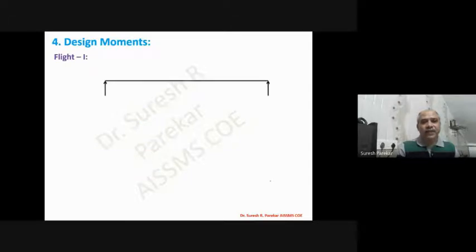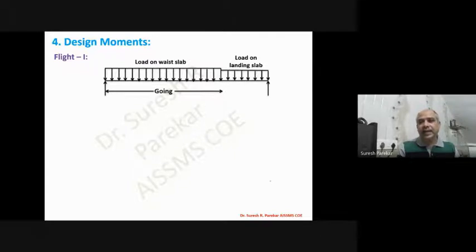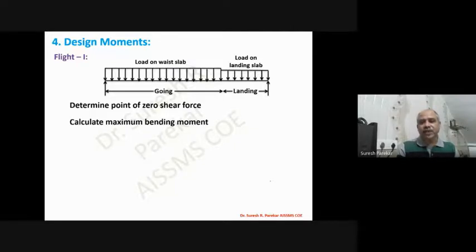So for first flight, if you see, this will be my going, and we have only one landing, that is load on landing slab. So this is distance going, this is distance landing. And we have load on waist slab, that is larger one because we have weight of steps there. And load on landing, we have lesser because no steps are there. Then we have to find out point of zero shear force. We are interested in maximum bending moment, and therefore we will calculate point of zero shear force. And at that zero shear force, we will get maximum bending moment.